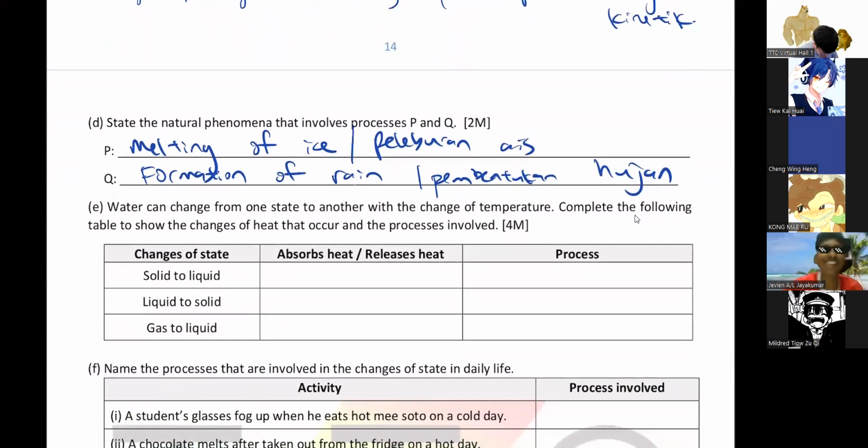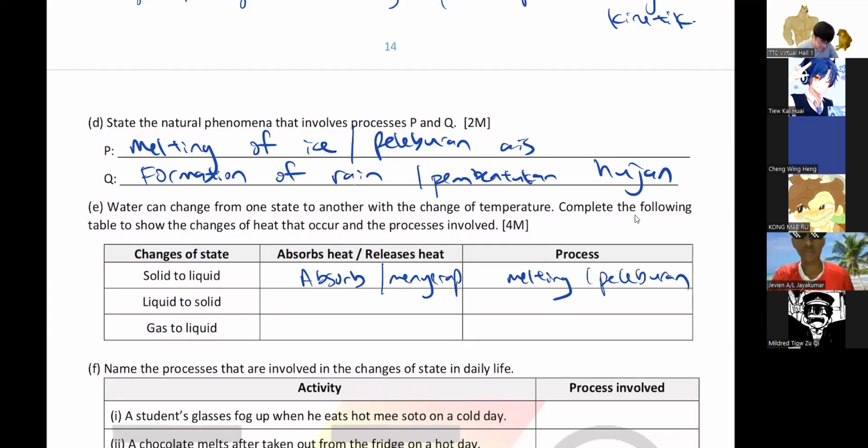All right, so E, water can change from one state to another with a change of temperature. Complete the following table. This is so easy. Solid to liquid. This is absorbing heat, menyerap haba, because it becomes hotter. So this process is called melting, peleburan.